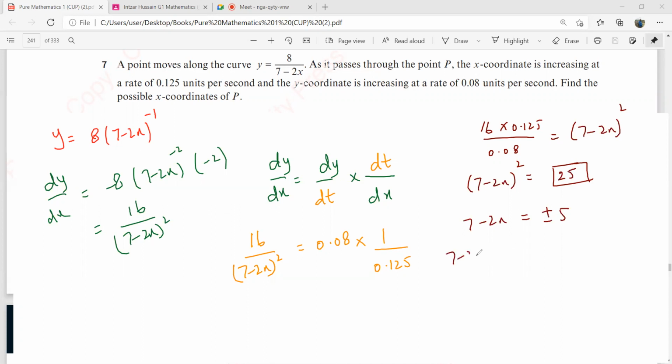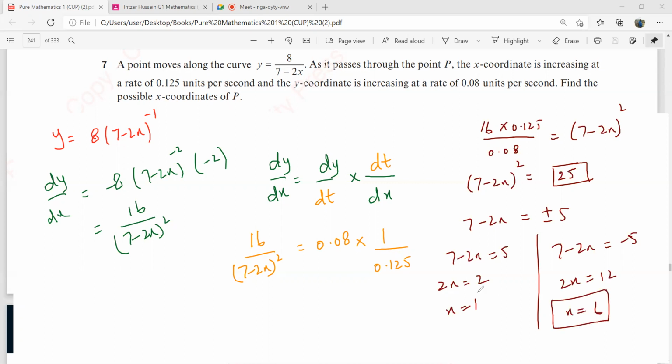So 7 minus 2x is either 5, or minus 5, and you people are using the calculator, okay? So this is 2x equal to 2 and x equal to 1. This is 2x equal to 12 and x is equal to 6. So these are the two values of x at which you have these rates of change of the x and the y coordinate.